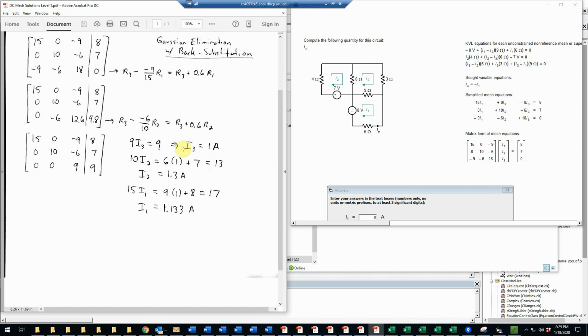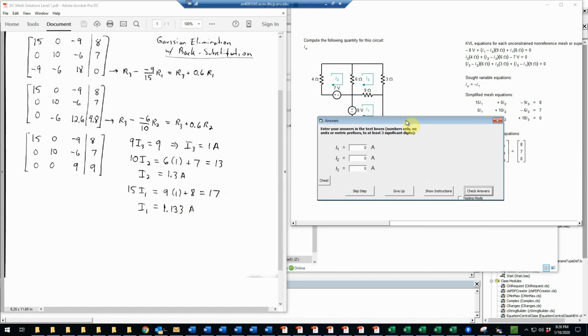Finally, then I take the values of I2 and I3 and use those in the first row, or the first equation. And that becomes 15I1, and then there's no I2, and so it's the negative 9I3. I'll add that to both sides, or add 9I3 rather to both sides, and so I get 15I1 is equal to 9 times I3, which is just 1, plus the original constant of 8 in that equation, and so 9 plus 8, of course, is 17, and so then I1 is just 17/15, or 1.133 amperes. So now I've computed the values that I need.